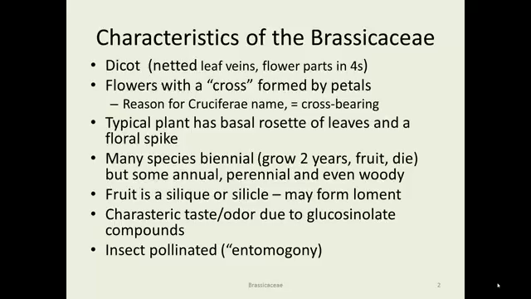Characteristics: it's a dicot, so we look for those netted leaf veins, and the flower parts are in fours. Flowers are distinctive with the petals forming a sort of cross, which was the name for the Cruciferae. It was supposed to be cross-bearing. The typical plant has a basal rosette, which means a bunch of leaves down close to the ground, and then when it blooms it puts up a flower spike.